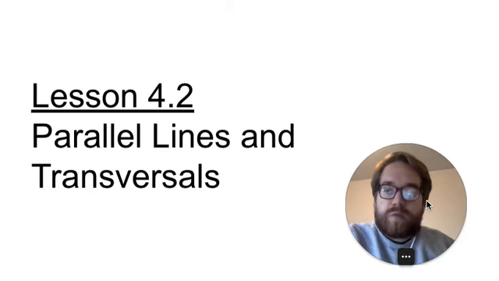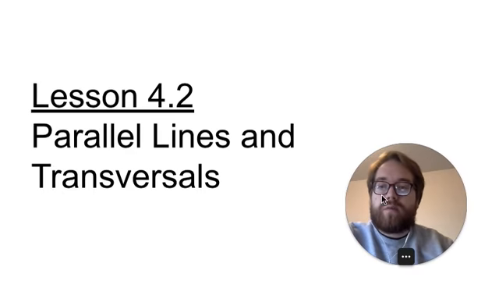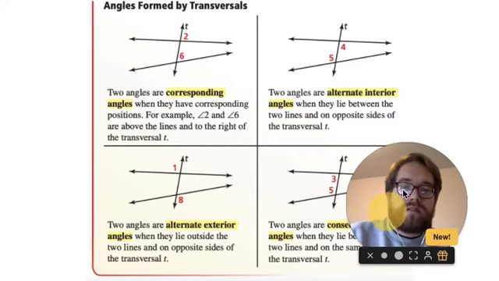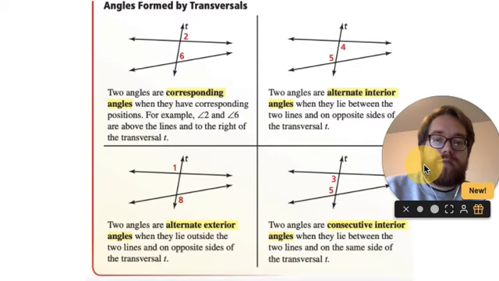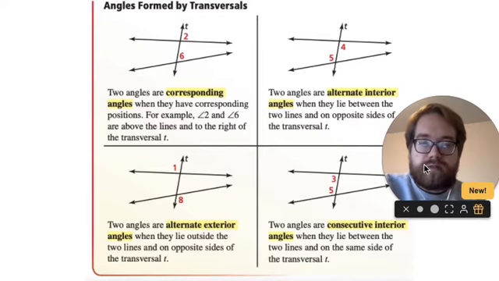All right, this is lesson 4.2, parallel lines and transversals. So in the last lesson, we started talking about the relationships between two lines, or the relationships between different angles, and what those are. Specifically for the angles, we looked at these four different types of relationships: corresponding angles, alternate interior angles, alternate exterior angles, and consecutive interior angles.